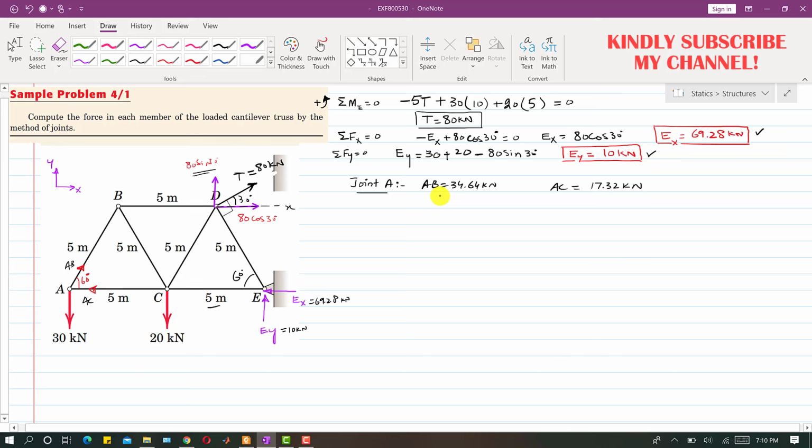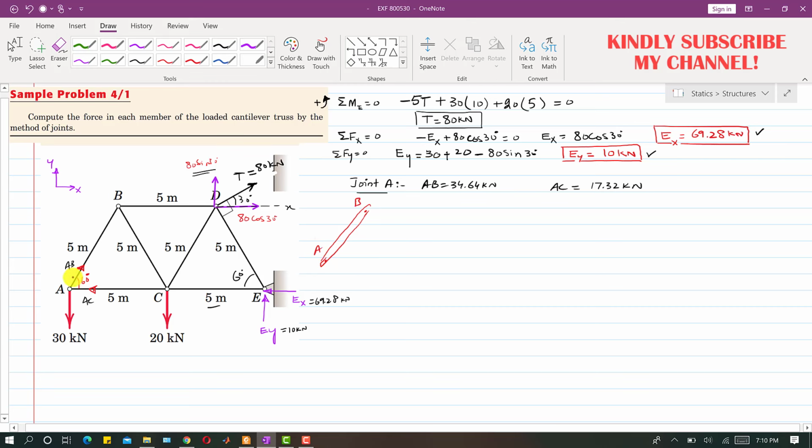Now once we know the magnitude of this AB and AC, the forces in these two members, we have to specify whether this AB is tension or whether this AB is compression, right? So this direction of force is the force applied by the member on the joint, right? So this is the force applied by the member on the joint. So as a reaction, the joint will apply the force on the member, right? So let's say that this is that AB member.